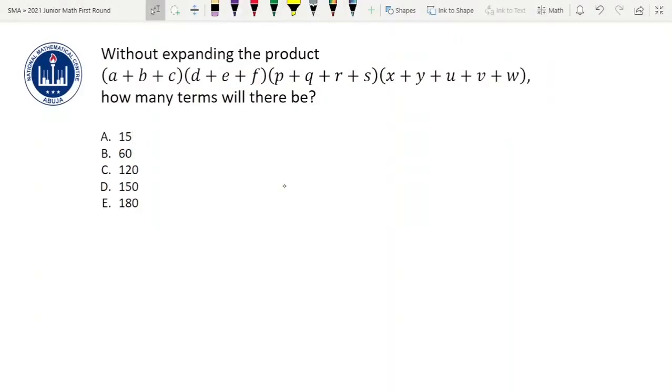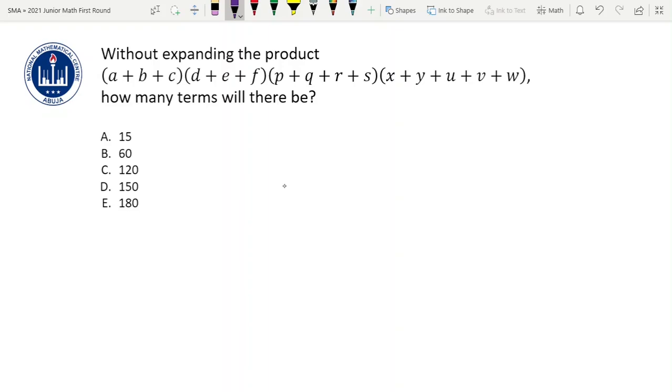Hello, in this video, we're going to be solving question 3 of the 2021 Junior Mathematics Olympiad first round. We're asked to find how many terms there will be if we expand the product (a + b + c)(d + e + f)(p + q + r + s)(x + y + u + v + w). Before we go into the main question, let's look at some smaller examples.